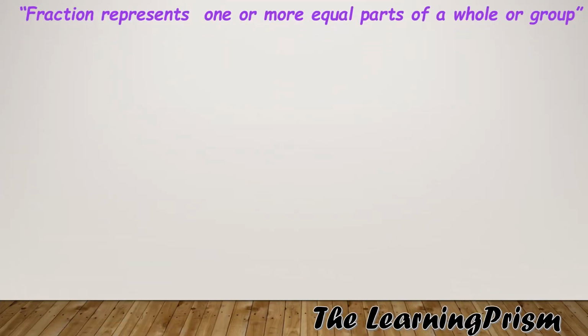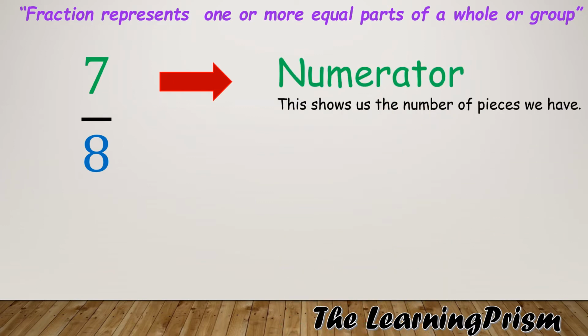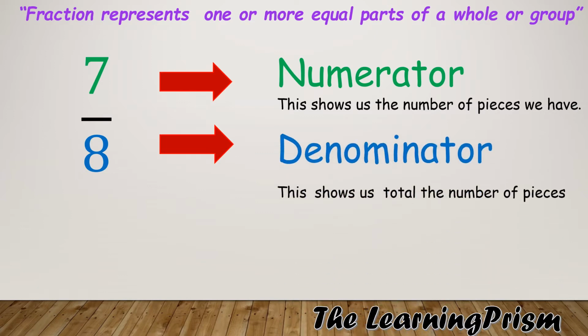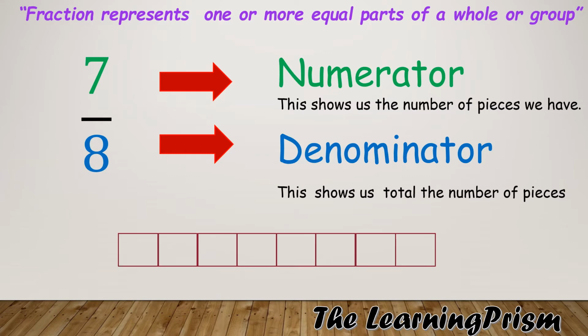Before we start our main topic, let's recall what a fraction is. A fraction represents one or more equal parts of a whole number or a group. So here we have 7/8 as an example of a fraction. A fraction has two parts. The top number is known as the numerator, which shows us the number of pieces we have, and the bottom number is known as the denominator, which shows us the total number of pieces altogether. Now let's see the visual of this fraction. Here is a strip that has been divided into 8 equal parts, which is our denominator here. Can you guess how many of the equal parts of the strip will be shaded or colored? That's right, 7 of them.